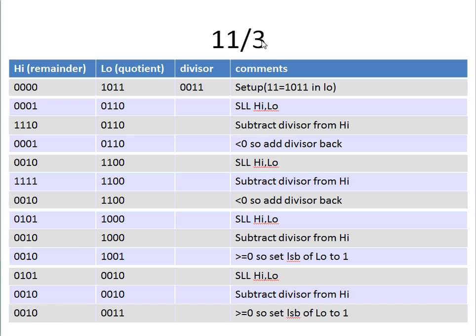So what we're left with is 11 divided by 3 goes in 3 times with a remainder of 2. 3 times 3 is 9, plus 2 is 11. So indeed it does work for us. So that's good. We're happy.